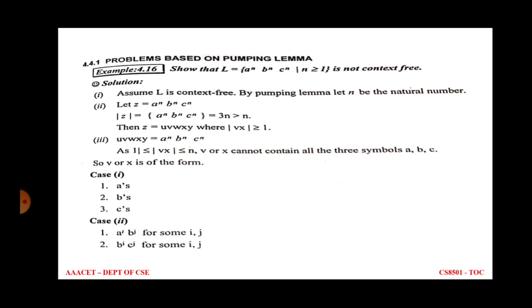So the third condition is uvwxy equal to a^n b^n c^n. Here there are 2 cases. The first case is where the substrings lie entirely within the A's, or the B's, or the C's, because of the given language a^n b^n c^n. The second case is where they span a combination, such as a^i b^i, or b^i c^j. This combination can also occur.